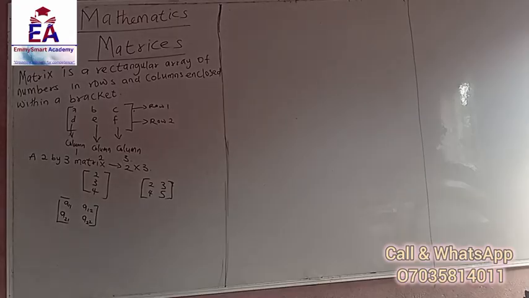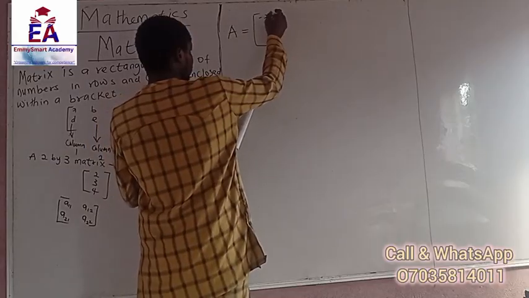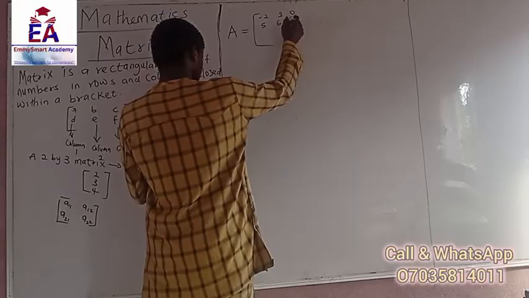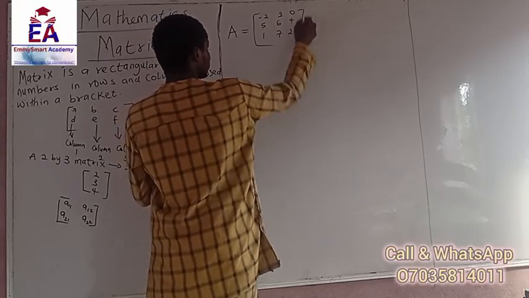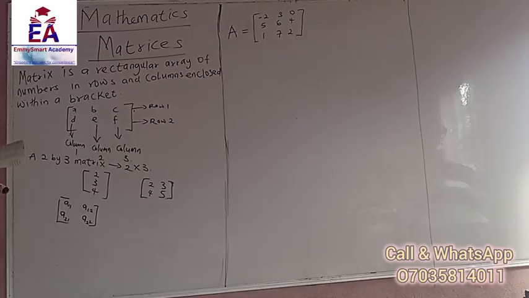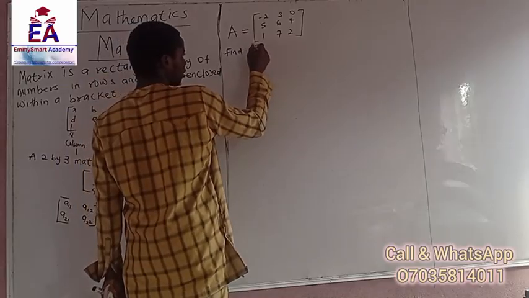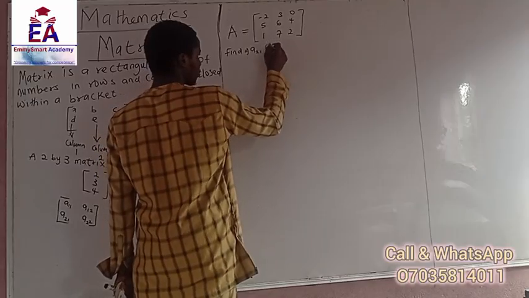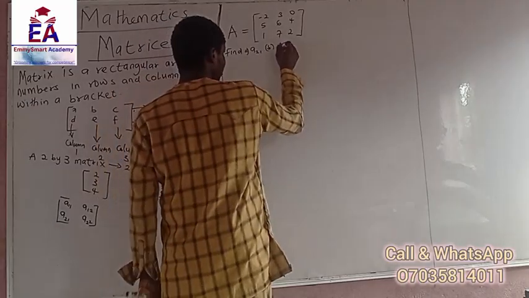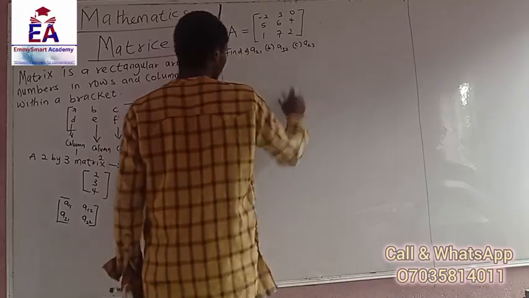So there's other things we want to talk about that relates to matrices. We want to calculate this matrix. A equals something like this: minus 2, 3, 5, 6, 4, 1, 7, 2. And then what do we want to do with this? Basically, we have to find the positions. So find A21, B, A23, A32, C, A23. Okay.